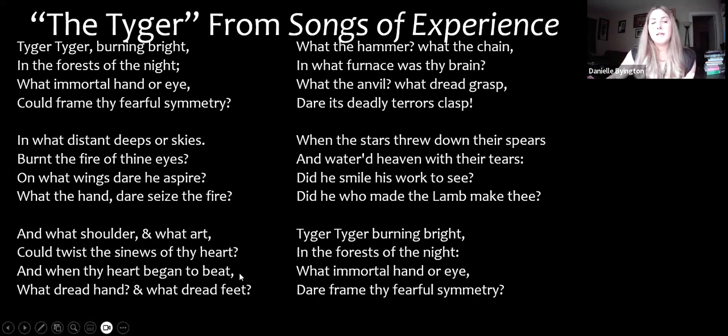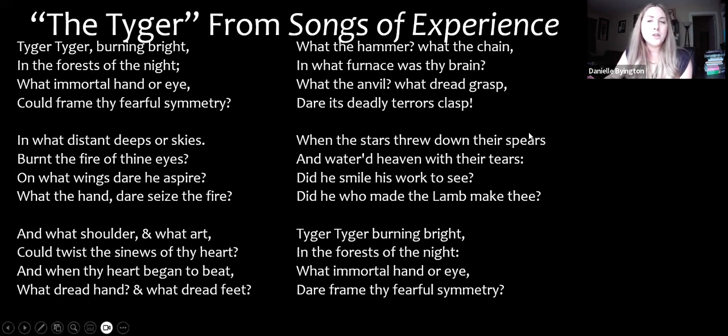"And when thy heart began to beat, what dread hand and what dread feet?" So the moment that it exists, he's saying it's a big stalking predator. It has the dread hand and dread feet. So the stalking on the four feet of the paws of the tiger.